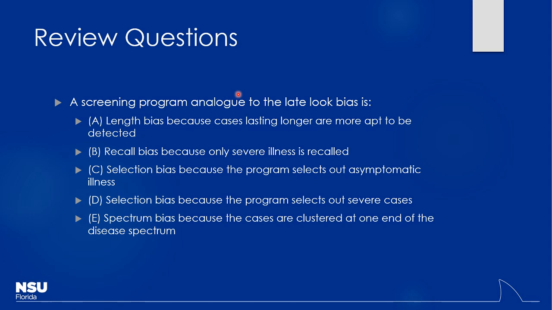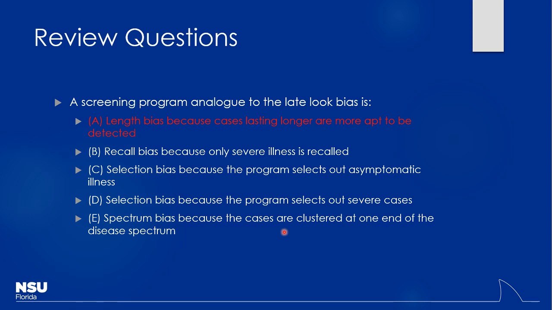If we're doing a screening program, what would be analogous to that? Would it be a length bias, because cases lasting longer are more apt to be detected? Would it be recall bias, because only severe disease tends to be recalled? Selection bias, because the program is selecting out asymptomatic illness? Selection bias, because the program only selects out for severe cases? Or spectrum bias, where the cases are clustered at one end of a particular disease spectrum?